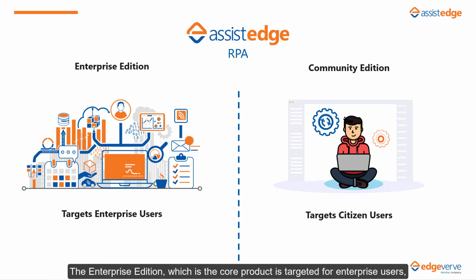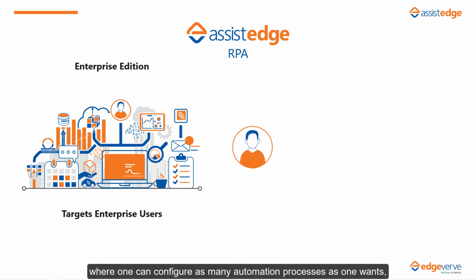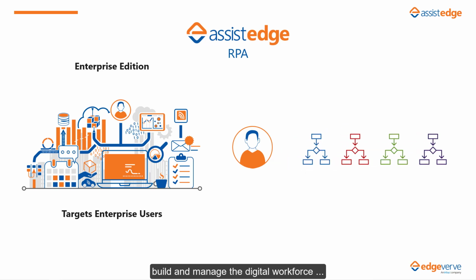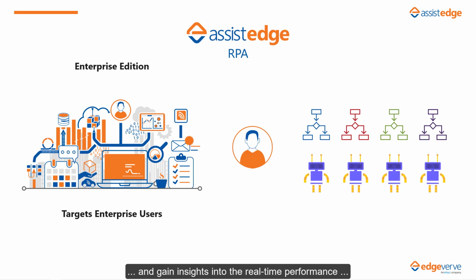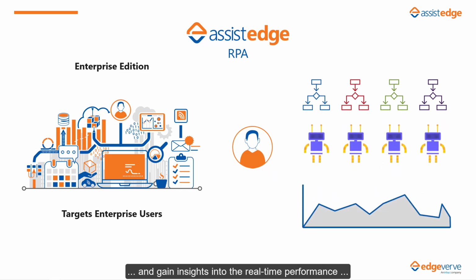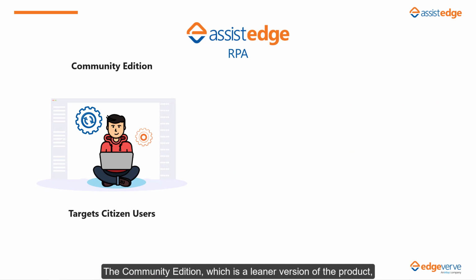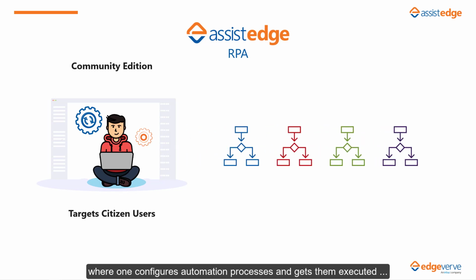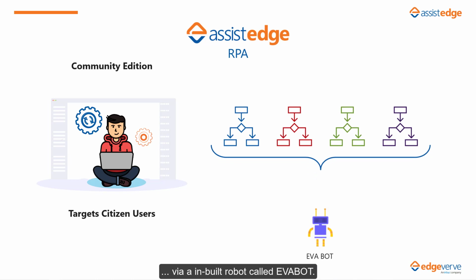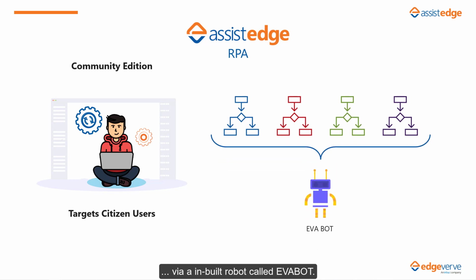Enterprise Edition, which is the core product, is targeted for enterprise users, where one can configure as many automation processes as one wants, build and manage the digital workforce, and gain insights into the real-time performance of the automation program running across the enterprise. The Community Edition, which is a leaner version of the product, is targeted for students or learners where one configures automation processes and gets them executed by an inbuilt robot called EvaBot.